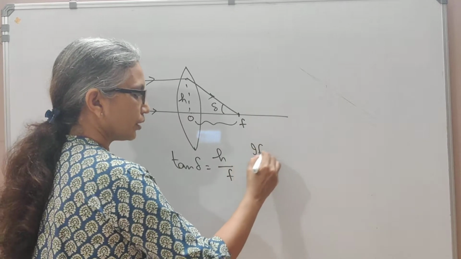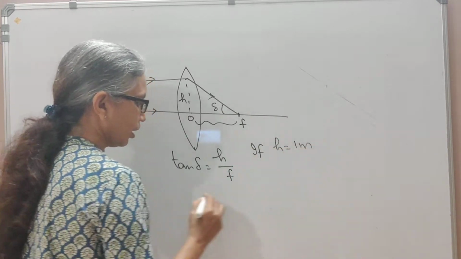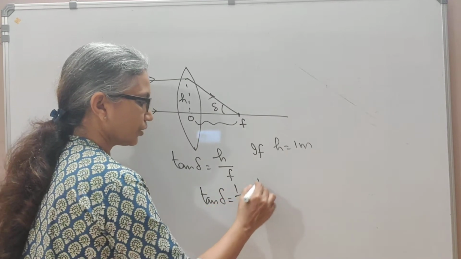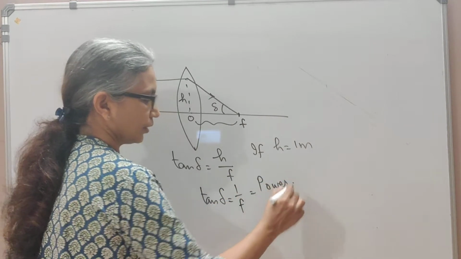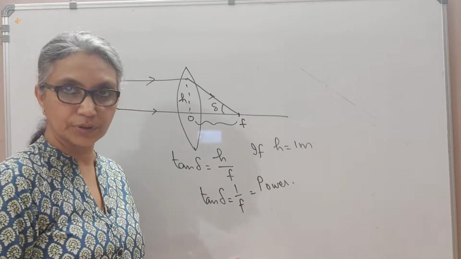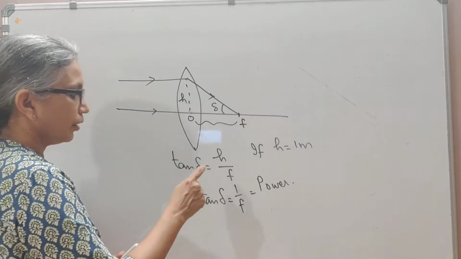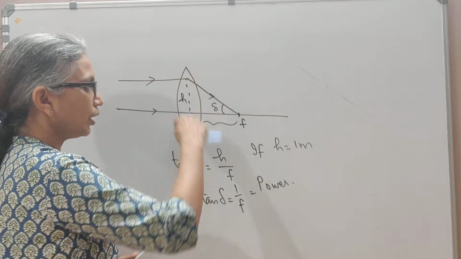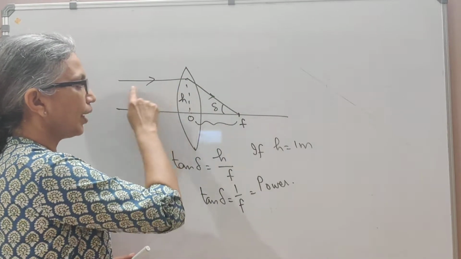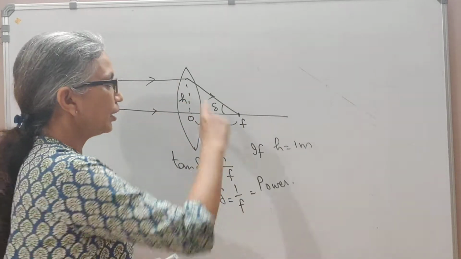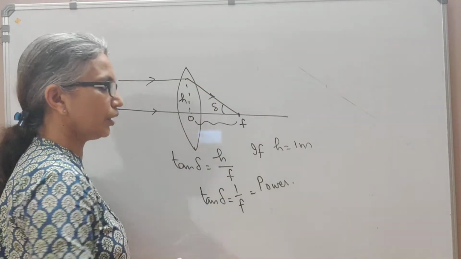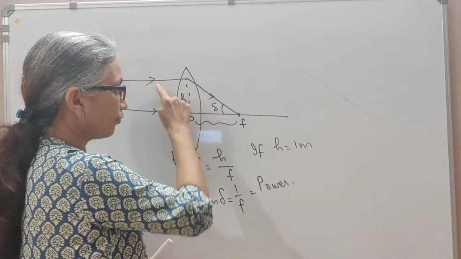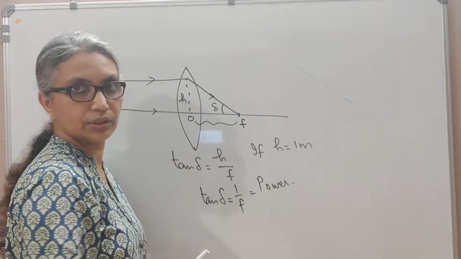Now if you take this h to be equal to 1 meter, we may write tan delta is equal to 1 by f, which is defined as the power of the lens. So in words, you will define the power of a lens as the tangent of the angle through which a lens converges a ray parallel to the principal axis incident at 1 meter from the optic center.